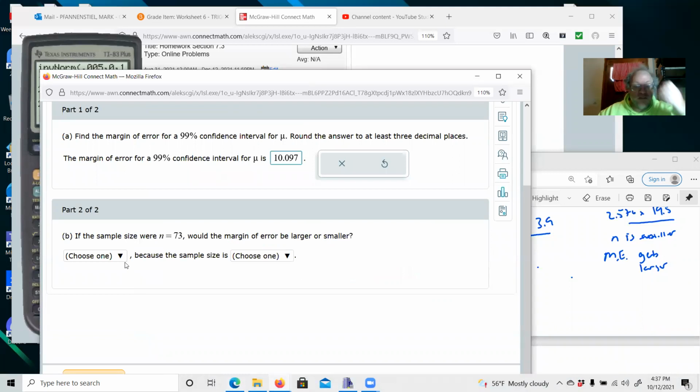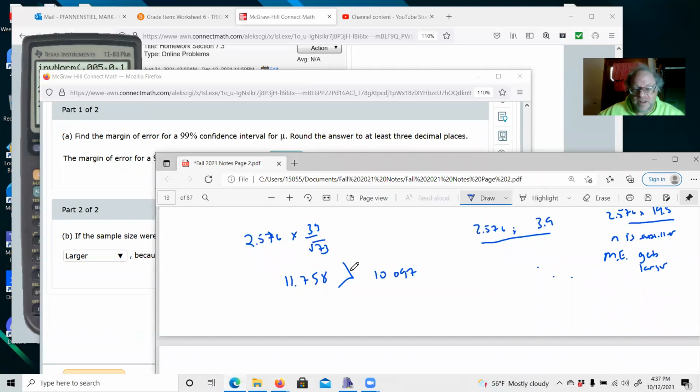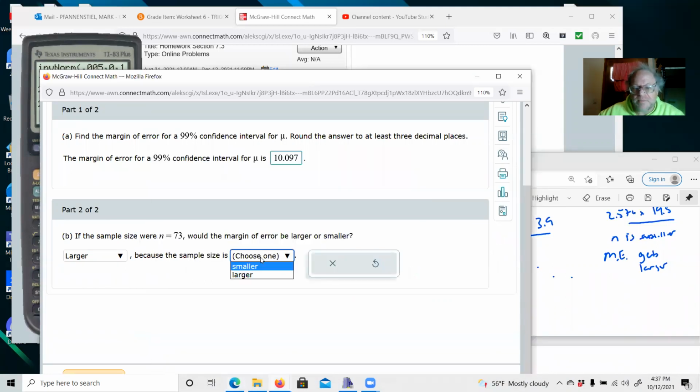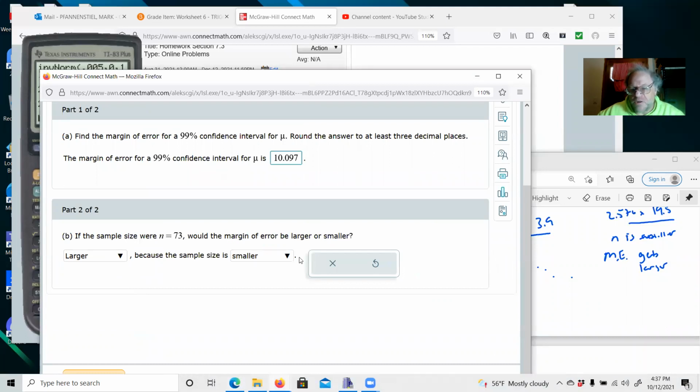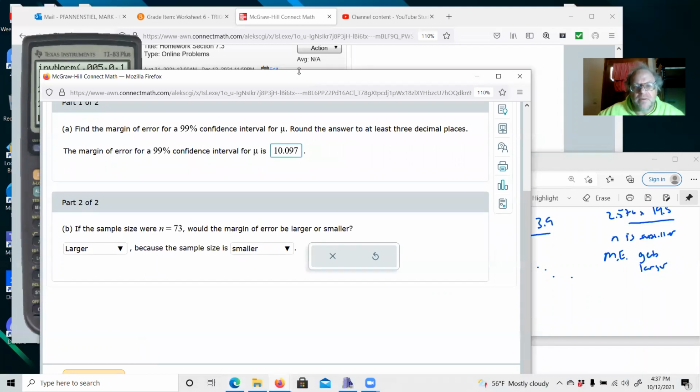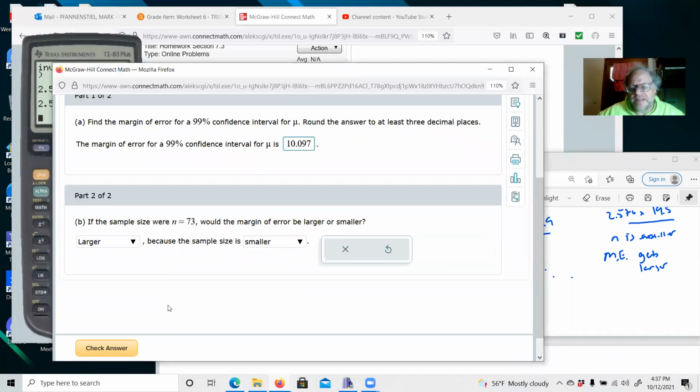So it would be a larger margin of error, right? Because the sample size is smaller. 73 is a smaller number than 99. Our margin of error went up. All right, there we go. By the way, I don't tend to ask this particular question on a quiz because I know it can be a bit confusing. So if it took you 1 or 2 times to get through this one, you're in the right spot. This is not an easy problem for most people.